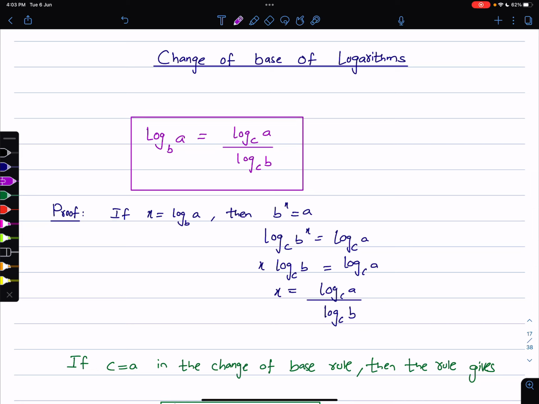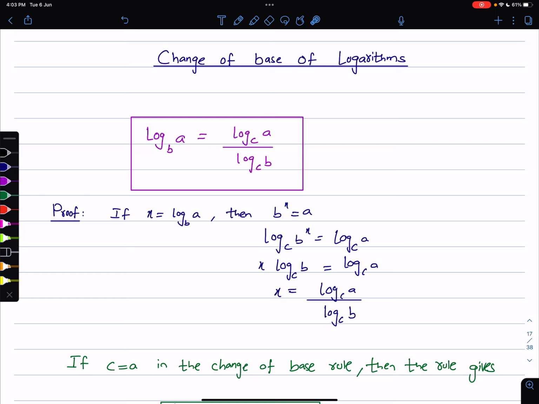Hi, in this video we are going to be discussing change of base of logarithm. Now, you sometimes need to change the base of a log. A logarithm in base b can be written with a different base c using a change of base rule.